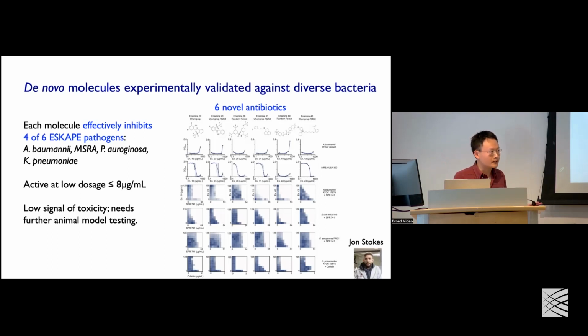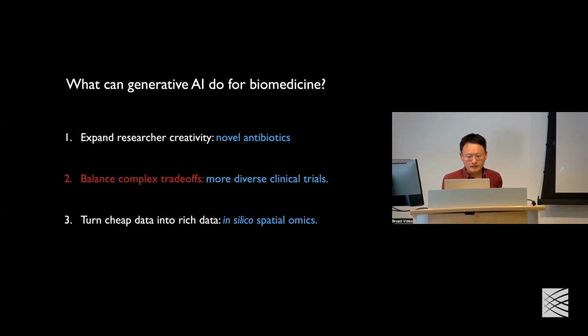So that's just one example of how we can actually use generative AI to really help us to expand the creativity of the research, especially in searching for new parts of the molecular space. Right. So the second vignette I want to mention is how to use these models to help us to balance these different complex trade-offs. And we'll see that behind the scenes it will be a similar kind of combinatorial search algorithm, even though the application here is very different.